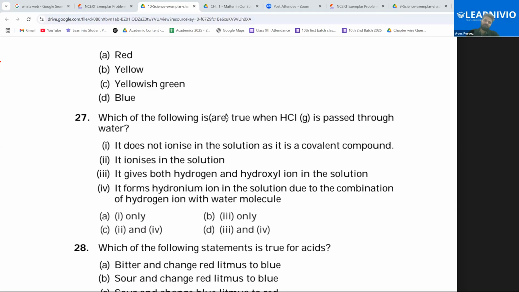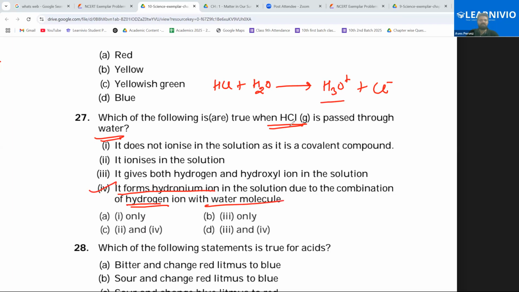When HCl is passed through water, it will form the hydronium ion, H3O positive, and the Cl minus ion. It forms the hydronium ion due to the combination of hydrogen ions with the water molecule, and positively charged ions are formed. That's why the second option is also correct. Ions are the positively charged particles. Understood? So the correct answer is second and fourth. Write down only this question and then write only the correct option fast. When you're done, please let me know.